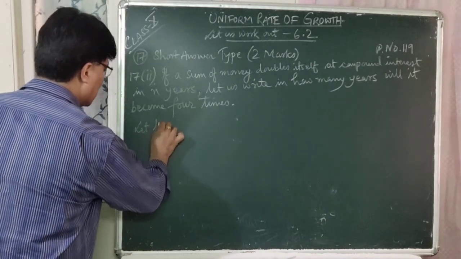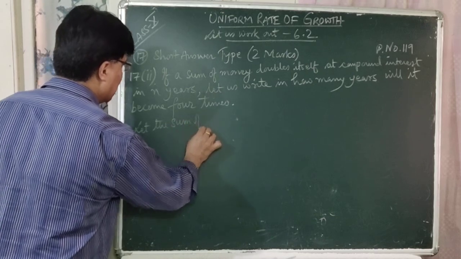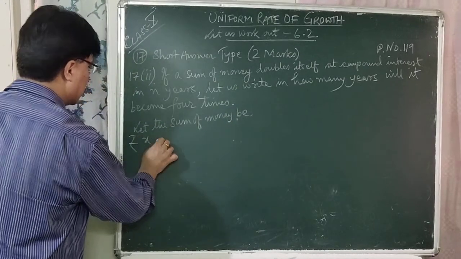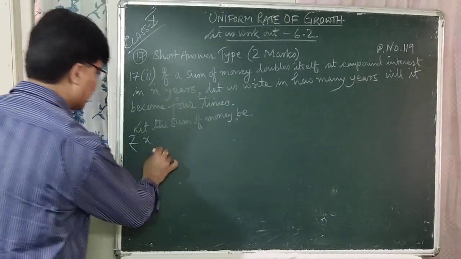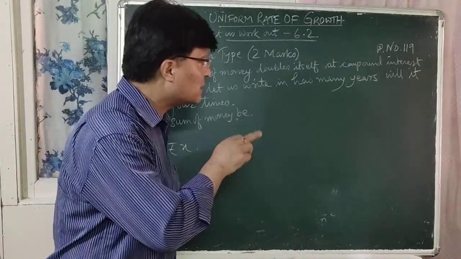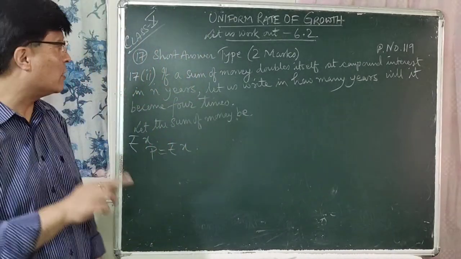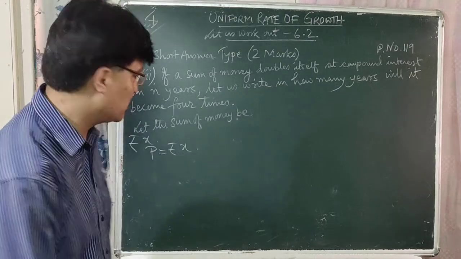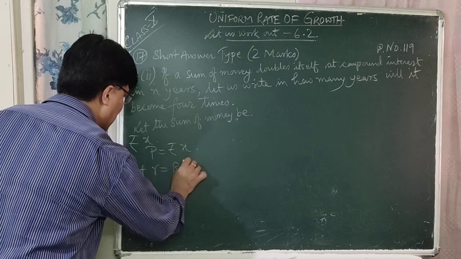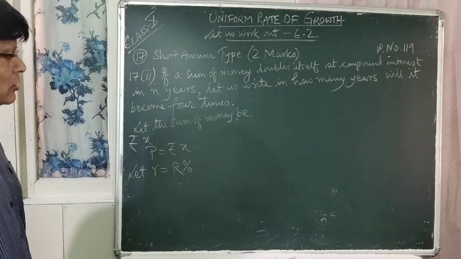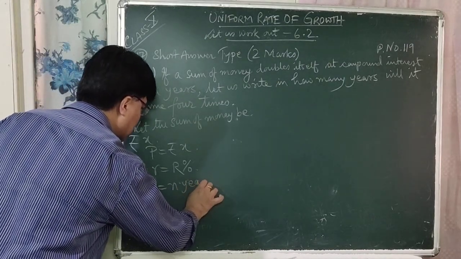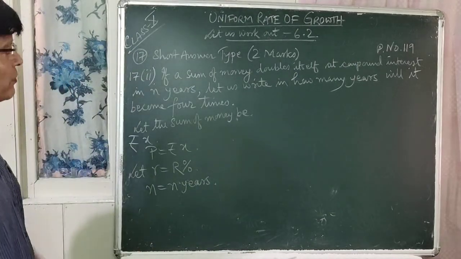So now let us assume the sum of money be rupees X. That is, the principal is rupees X. So P is equal to rupees X. Now it doubles itself at a certain rate of compound interest per annum in how many years? N years. Let R is equal to R%. In how many years? That is, N is equal to N years. Okay? So what is the amount now?